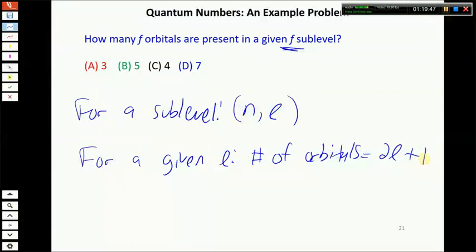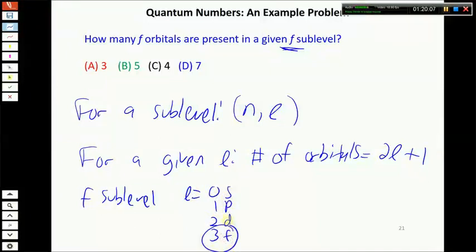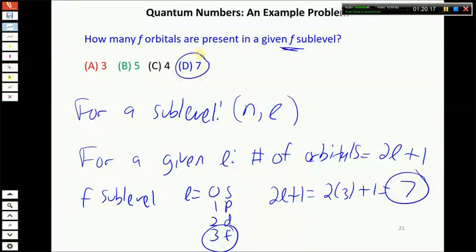Where that comes from is, again, if L equals 3, the allowed values of m sub L are minus 3, minus 2, minus 1, 0, 1, 2, 3. That's 7 values, or 2L plus 1. So if you're in the f sublevel, you have to remember L equals 0, 1, 2, 3. This is s, p, d, f. So that means L equals 3. And so 2L plus 1 equals 2 times 3 plus 1 equals 7. So like any f sublevel, whether it's 4f, 5f, 6f, any f sublevel is going to have 7 f orbitals in it.